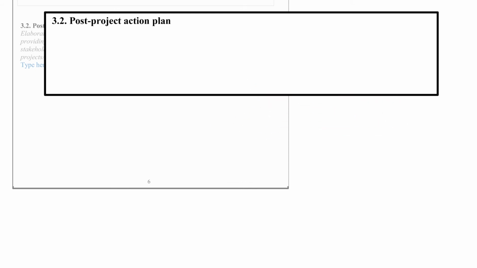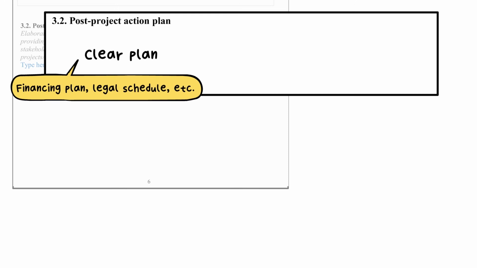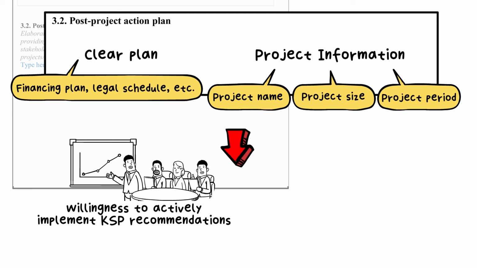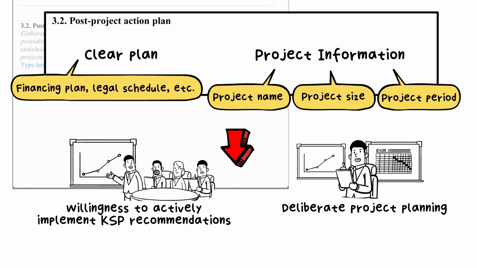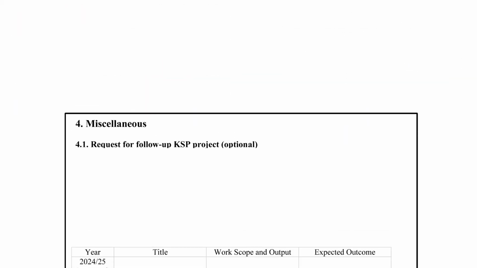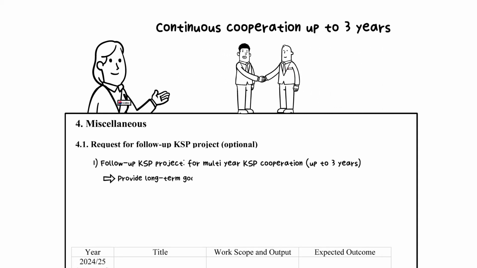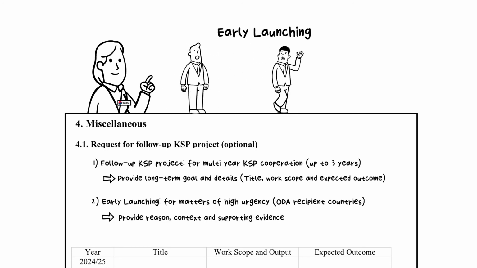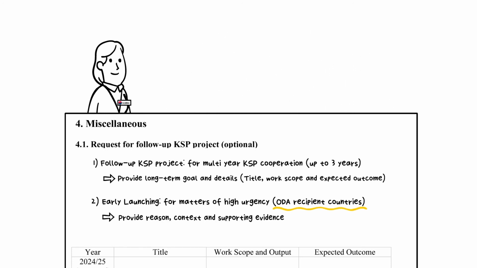Please provide information if you have any clear plan for the next step after the completion of the project or collocated project and plan. Based on the information, we will be able to find out your willingness to actively implement KSP recommendations and design a KSP project more fit to your needs. In 4, Miscellaneous. Let us know if you have any interest in follow-up KSP projects or early launch. But take note that early launch of the project is only applicable to ODA recipient countries.